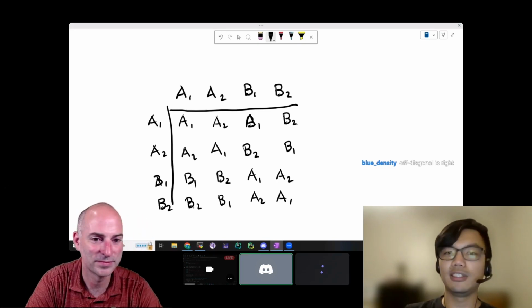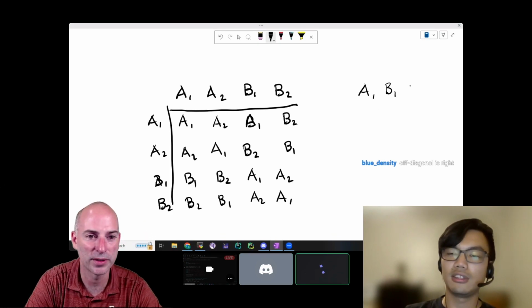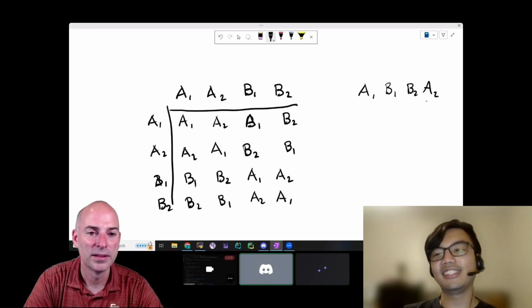I think this is arbitrary. Like you can also make the table. Yeah, sure, depending on the order. Yeah. Oh, this is a fun fact.